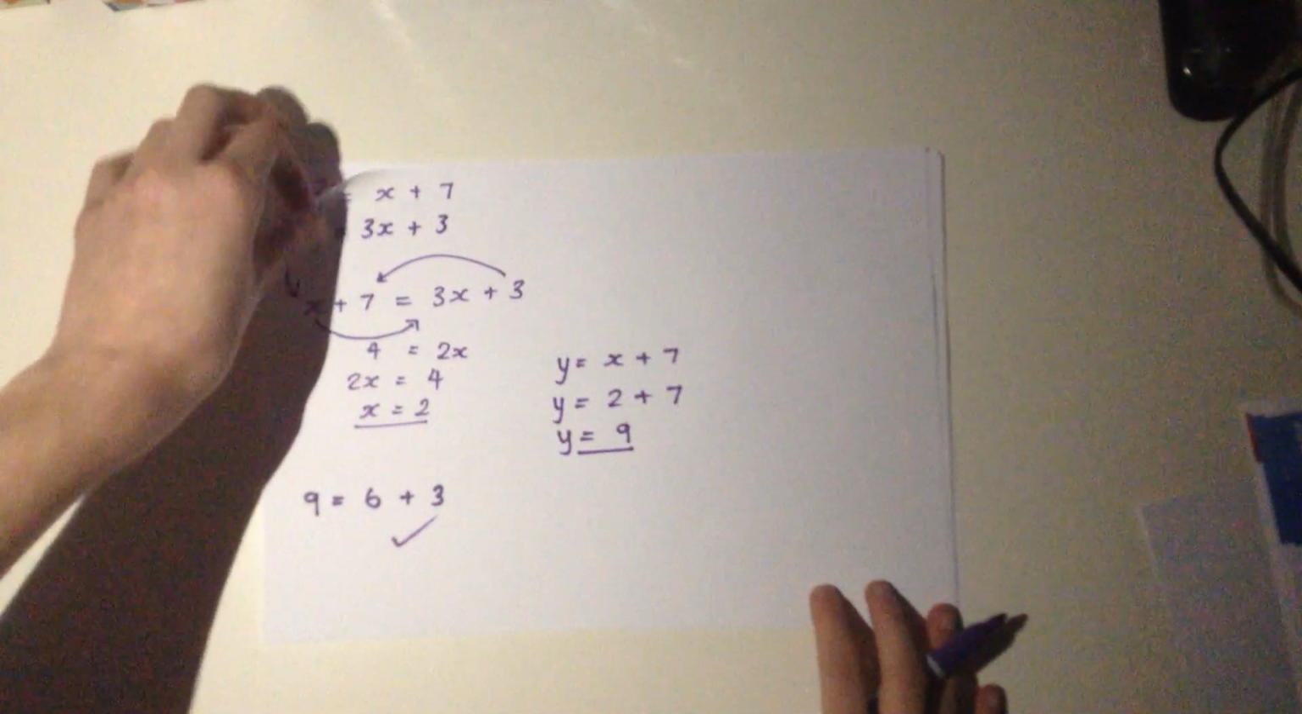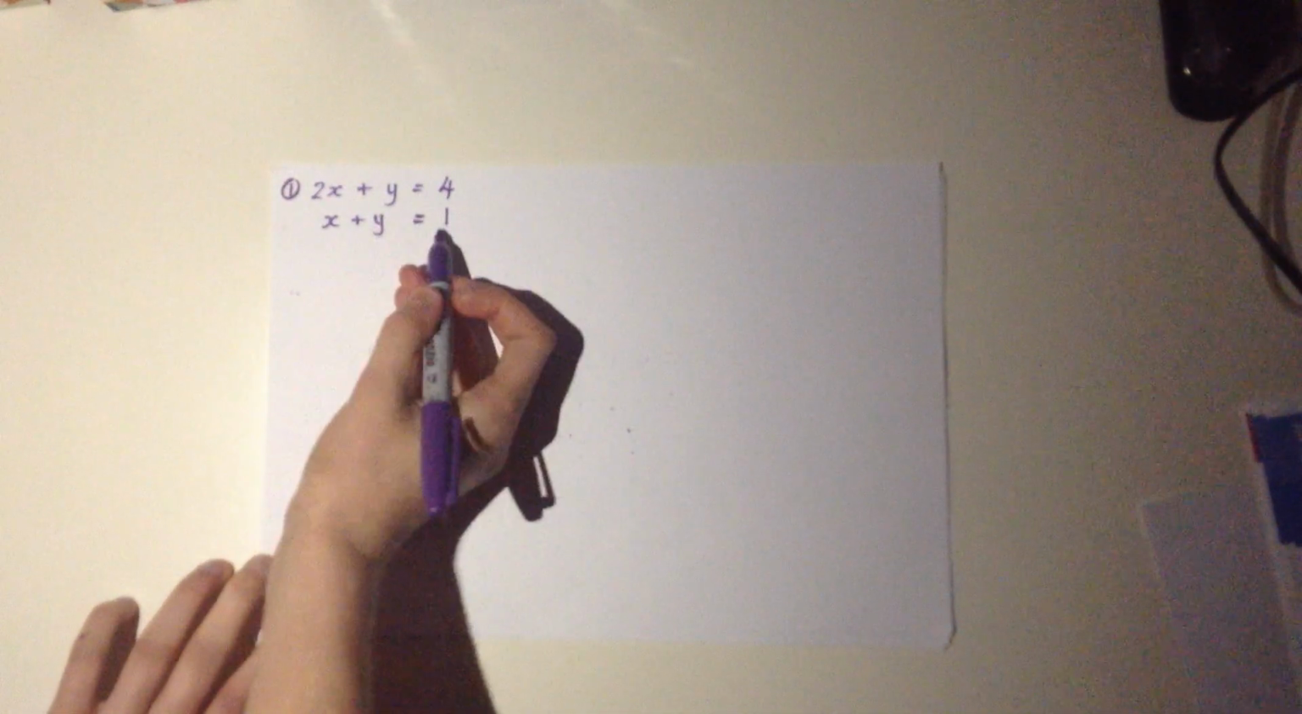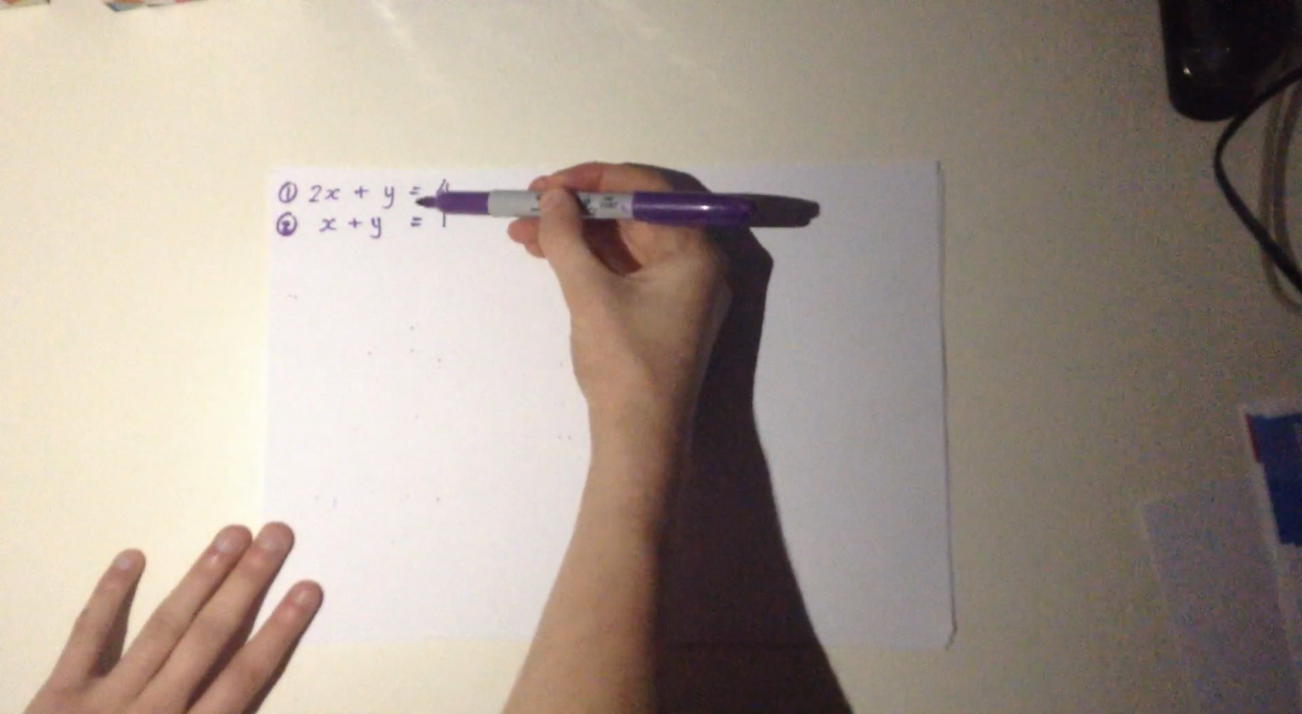Okay. Now, another method for simultaneous equations is a bit different. Now we've got 2x plus y equals 4 as our first equation, and as our second equation we've got x plus y equals 1. Okay, so now we haven't got two equations that equal y or the same thing, but we have got the same format.